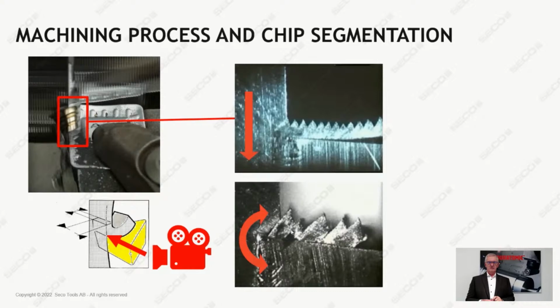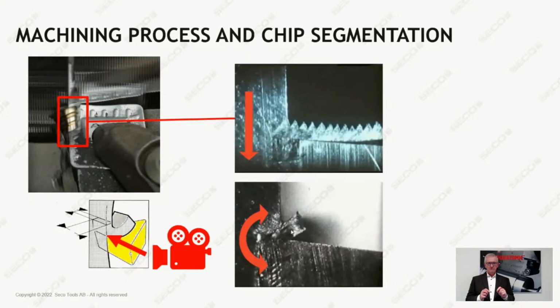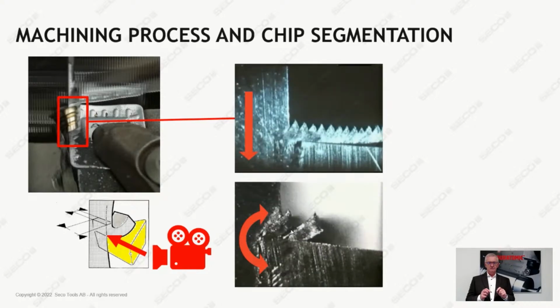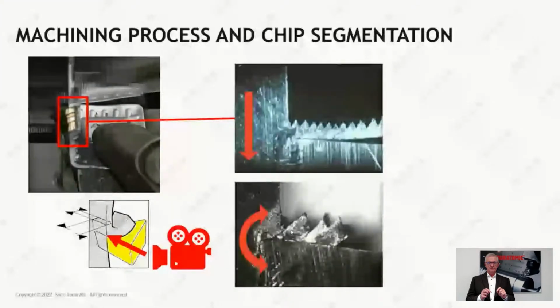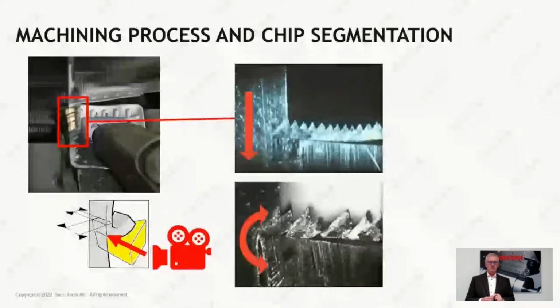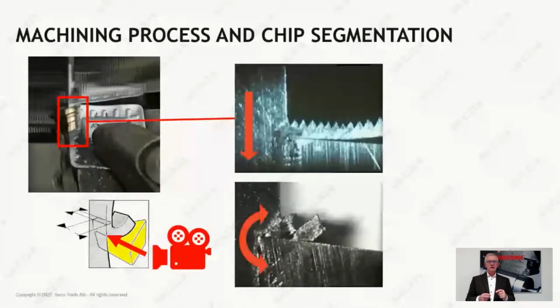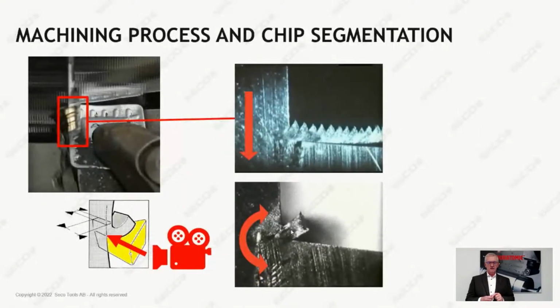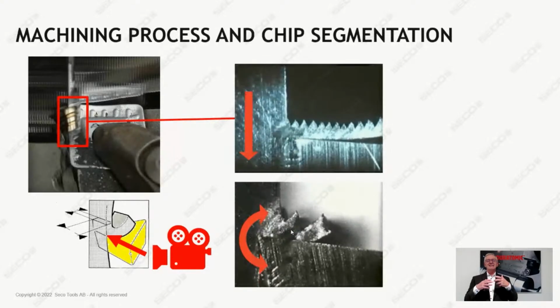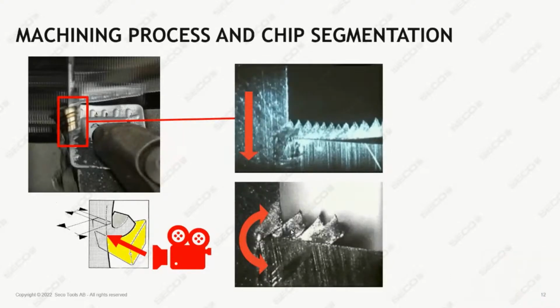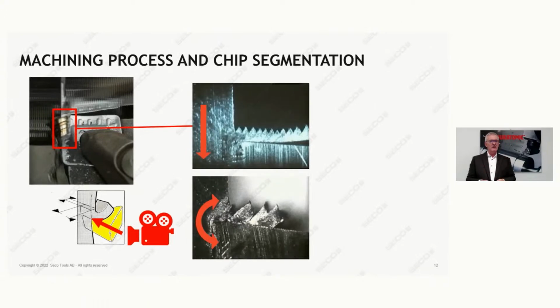A microvibration is due to variations in cutting force during machining. Those variations can come from other sources, but this one is one of the major ones: they can come due to chip segmentation phenomena.